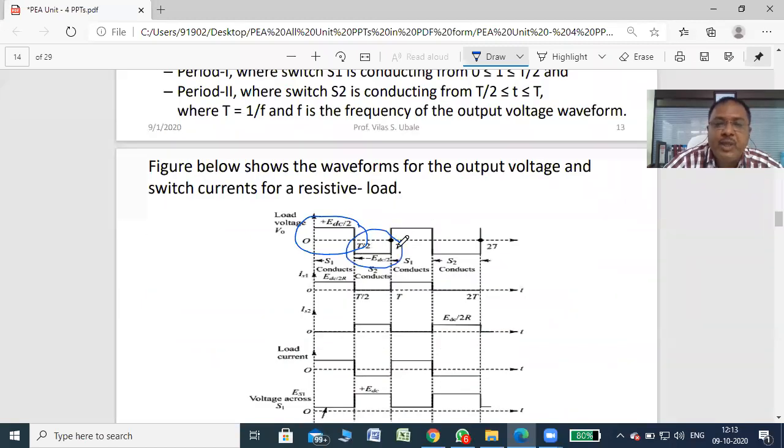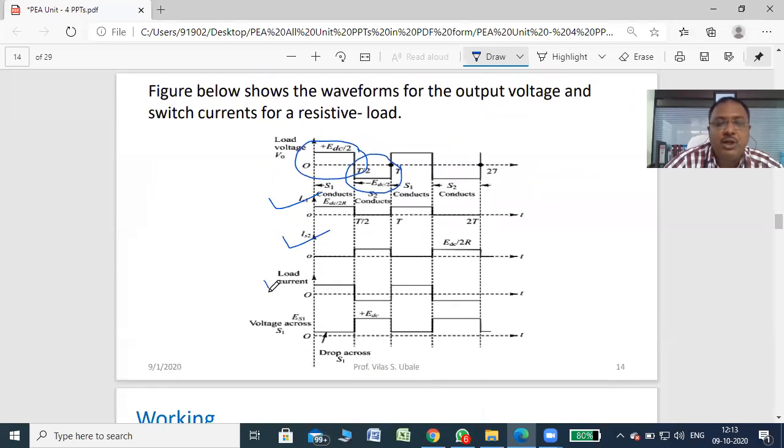See this one. When S1 is on, at that time you will get a positive half cycle. Definitely it's a square wave. And when S2 is on, you will get a negative half cycle, right? This is the current of the SCR, this is the load current, and this is the voltage across the SCR. If the SCR or BJT is on, the voltage across that device is very small, ideally zero, and practically the voltage across the device when it is on is equal to 1 volt.